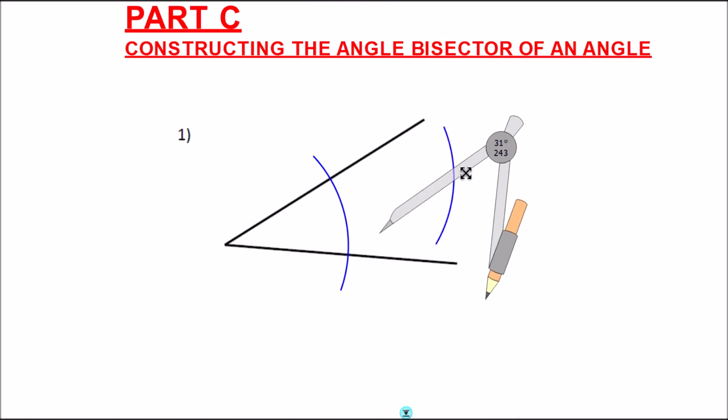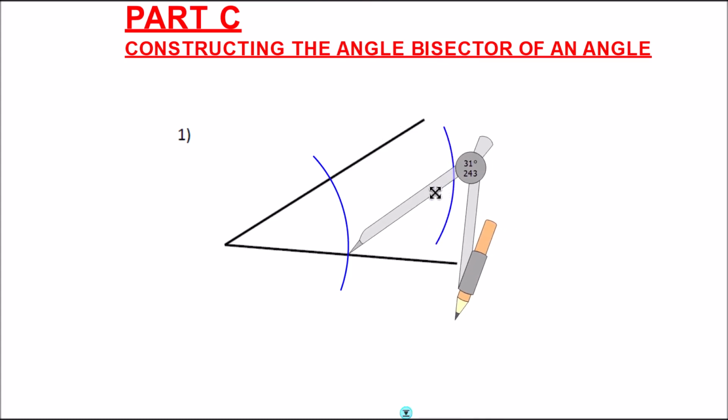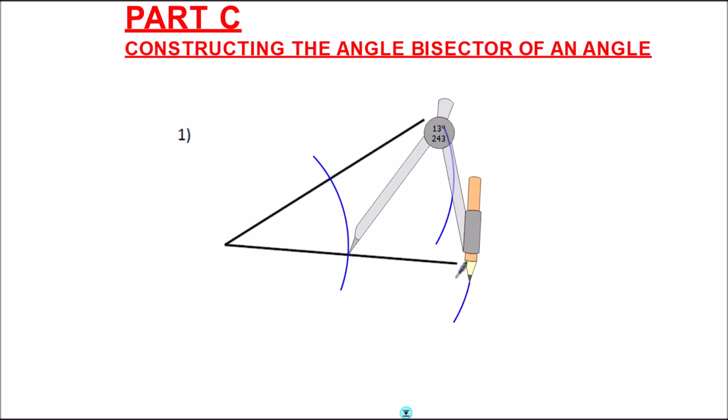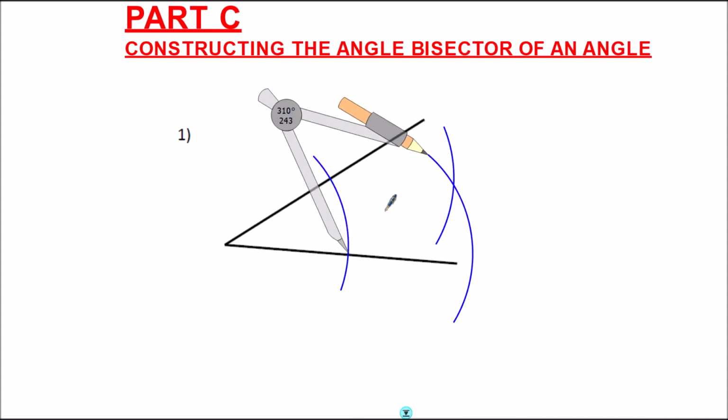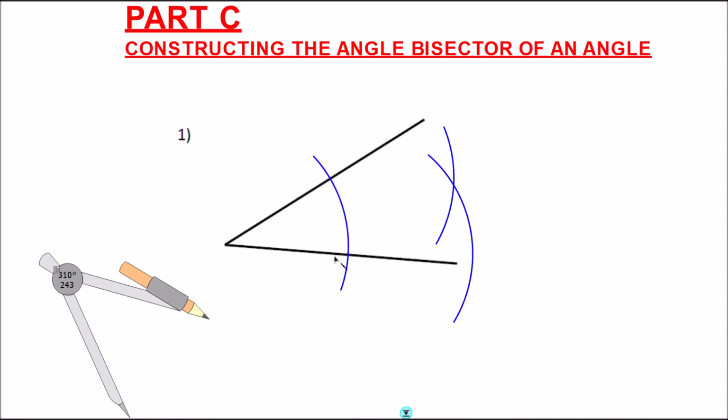We then do the same thing at the other bit of where the curve cuts the other line. So move the compass needle down to the other part and do a curve from the other end going inwards, like so. What you need is for these curves to cross. Where the curves cross is where we join a line from where the angle starts through the crossing part. If we do that, what we've made is the angle bisector. So that's how you split the angle in half.